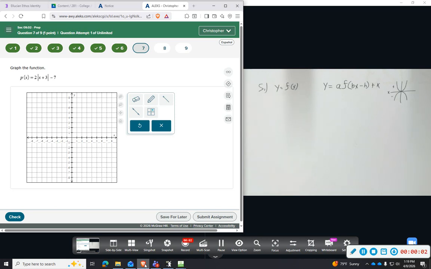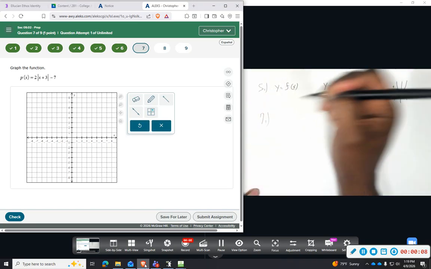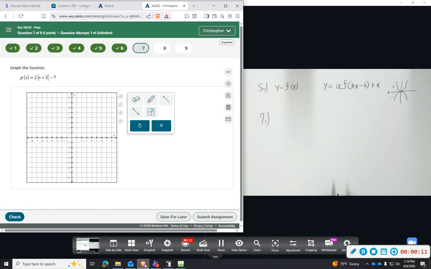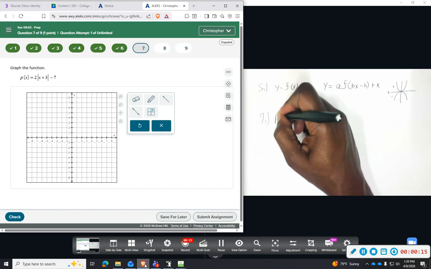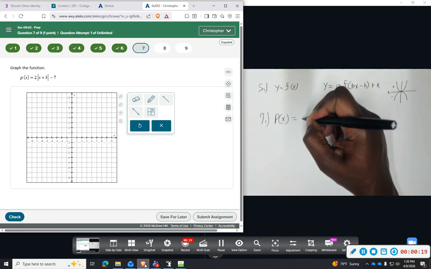All right, number 7, we want to graph the function. You can graph any function by plotting points, also having some idea of what the parent function looks like. So this is an absolute value function. I do know the general shape is going to be a V.